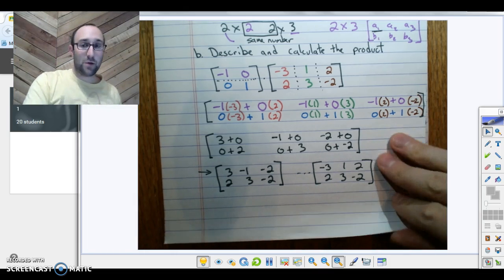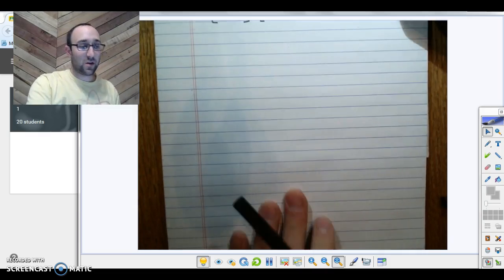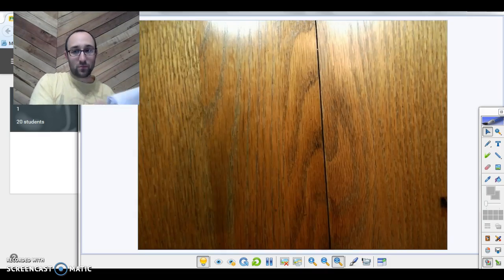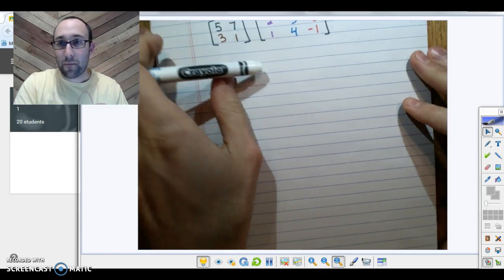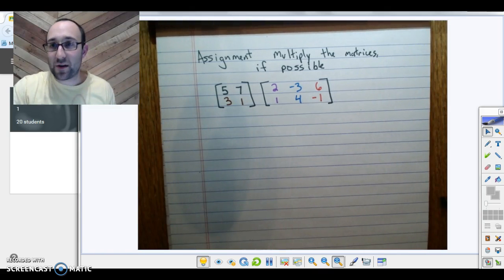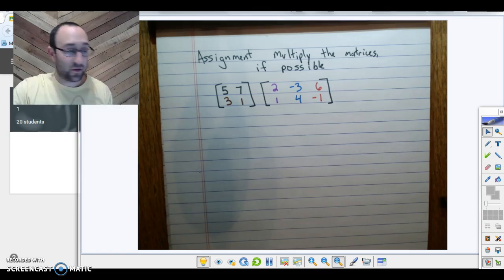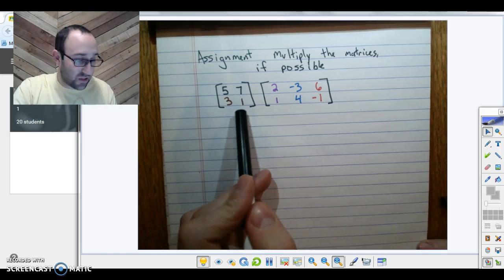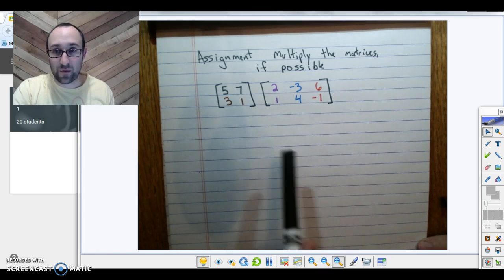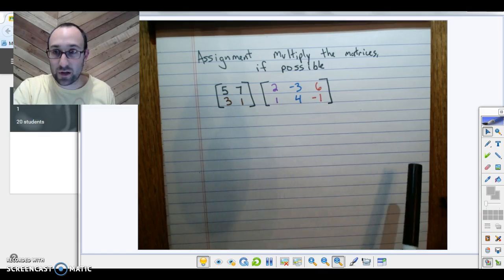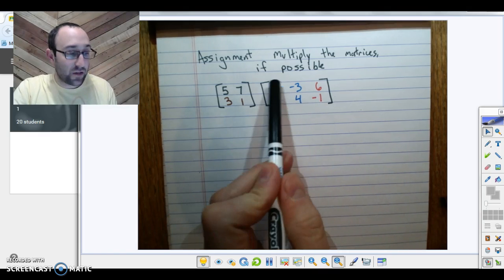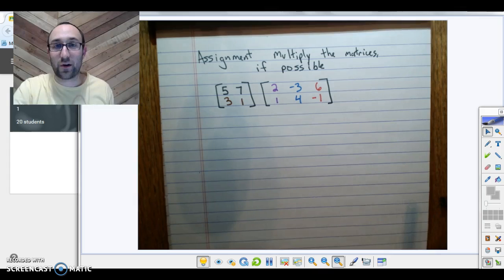Alright, so hopefully that helped as far as multiplying matrices, and here is your assignment. It says to multiply the matrices if possible. So think about what type of matrix is this one, what type of matrix is this one. What I did for you also is I color coordinated it. Remember, you're doing row times column. Alright, good luck.